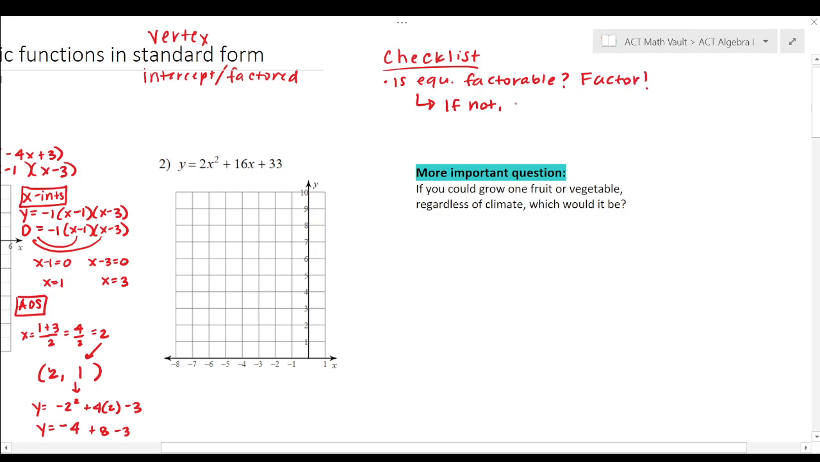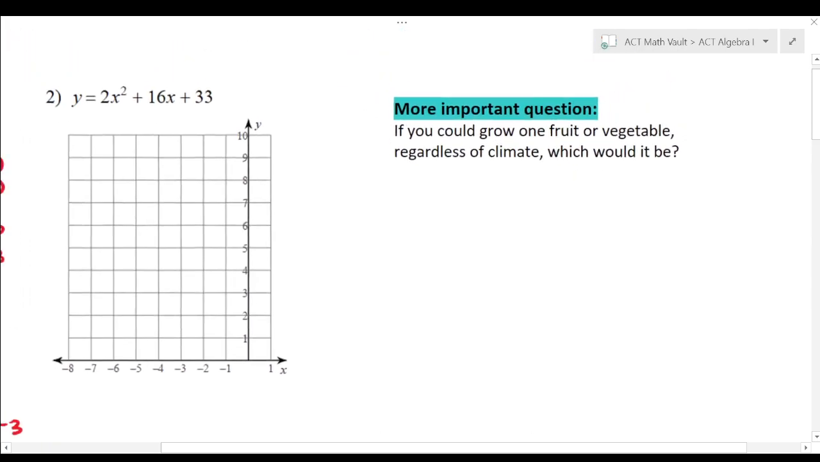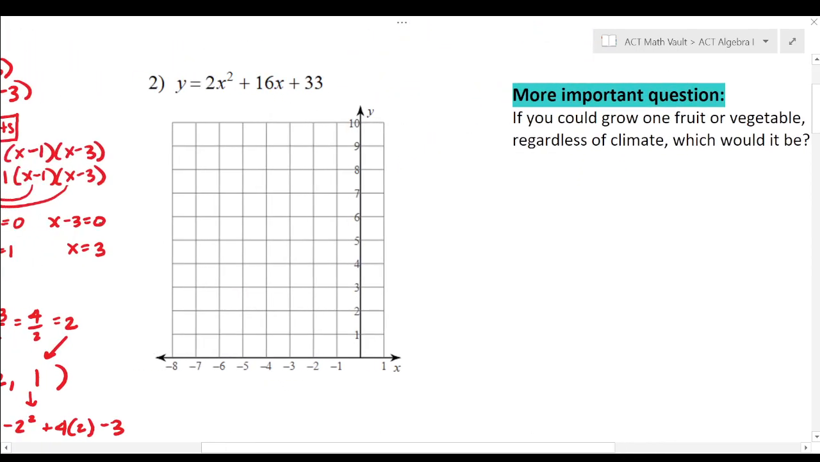Factor. If not, quadratic formula is the way to go. Okay, so quadratic formula, I've established this is not factorable.